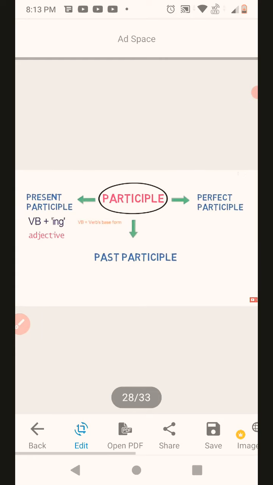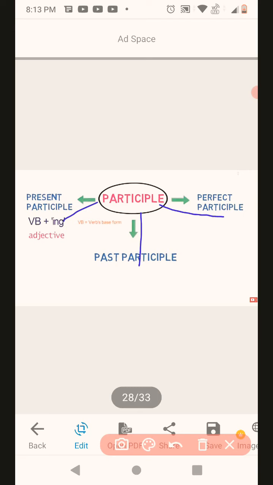So let's look into an example. Children, before taking an example, let me tell you, there are three types of participle: present participle, past participle, and perfect participle.